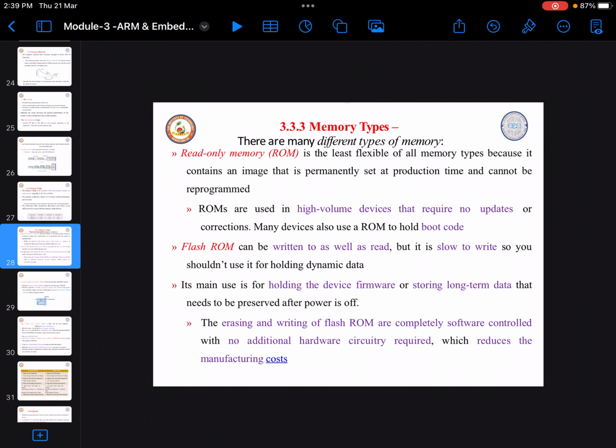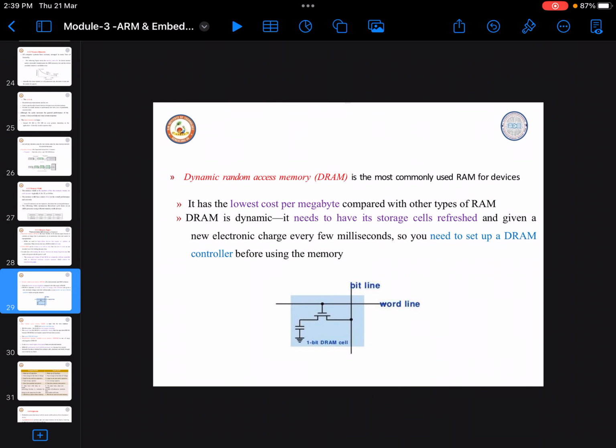Coming to the memory types, there are different memory types you have. You have read-only memory and flash memory, which we already know about. Then in RAM, random access memory, you have dynamic RAM and static RAM. In dynamic RAM, the diagram itself indicates you can store the data in a cell along with a capacitor.